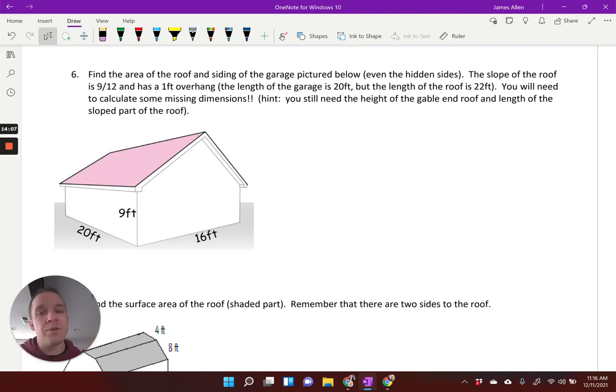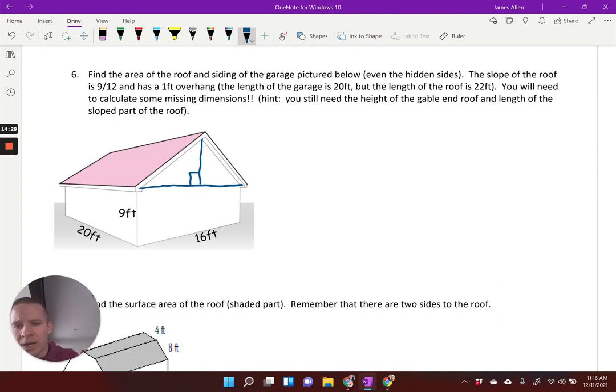So give you a hint here. You'll still need the height of the gable end roof and the length of the slope part of the roof. All right. So we got a bit of work to do on this one here. Let's try to stay organized. So I need to figure out what the height of that gable end is. I'm going to draw this line in right here. I need that height. It's a little off. Guess that's better. So I need that.